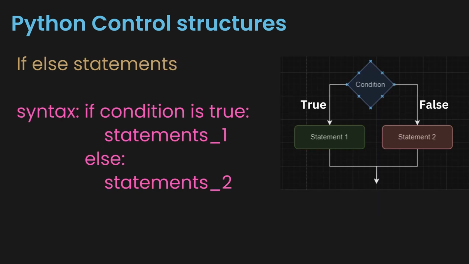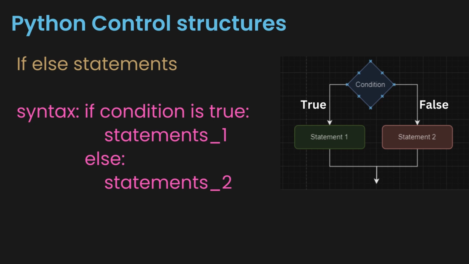In Python, the if-else control structure allows us to execute different blocks of code depending on whether a condition is true or false. The syntax starts with the if keyword, followed by a condition. If the condition evaluates to true, the first block of statements, labeled here as statements_1, is executed. If the condition is not true, the program skips statements_1 and executes the block under else, referred to here as statements_2.